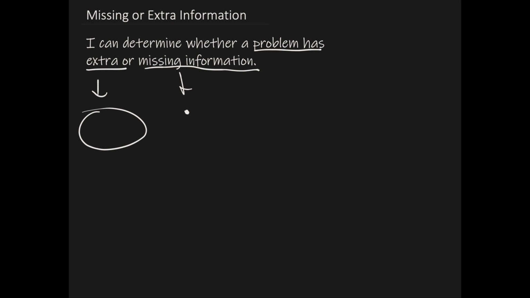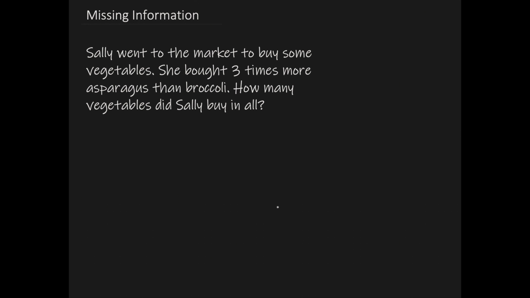Since there wasn't really much to understand with our objective today, we're going to go ahead and get started. The first thing we're going to talk about is missing information, and to do that, we're going to have an example. Sally went to the market to buy some vegetables. She brought 3 times as much asparagus as broccoli. How many vegetables did Sally buy in all?